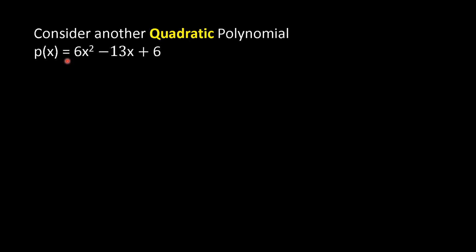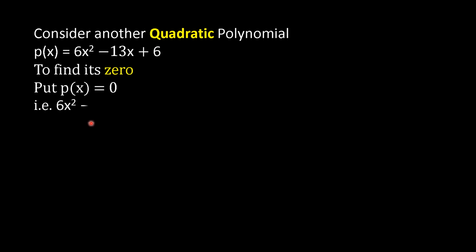Consider another quadratic polynomial p(x) equals 6x squared minus 13x plus 6. To find its zeros, we will put p(x) equals 0. That is, 6x squared minus 13x plus 6 equals 0.